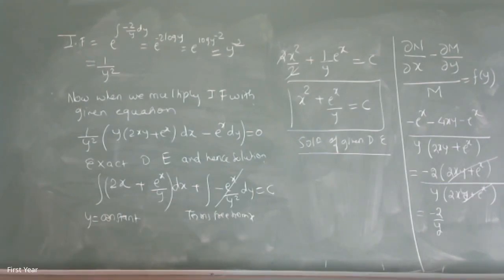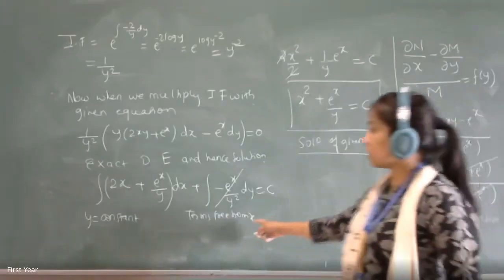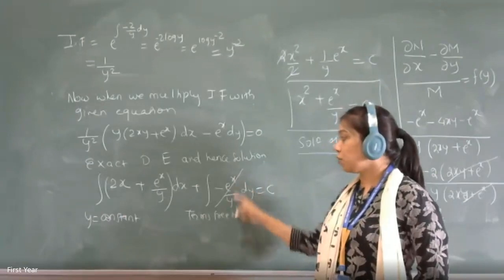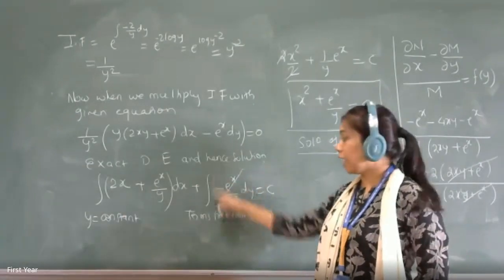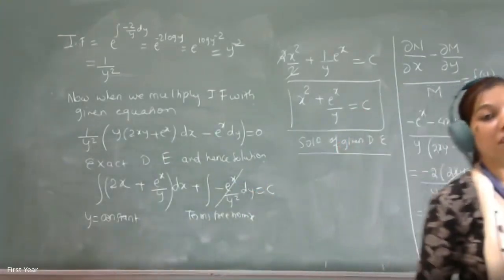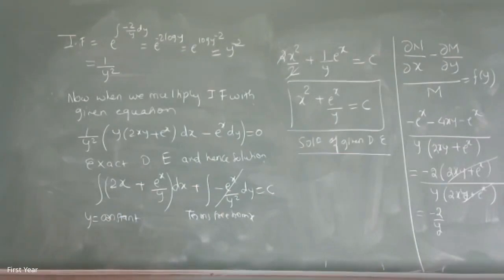Clear to everyone? Yes, ma'am. e पावर x by y स्क्वायर का 0 कैसे? Terms free from x मतलब क्या? यहाँ पे जो टर्म है इसमें x है. e raised to x upon y square, ये पूरा एक टर्म है ना? तो वो पूरा निकाल देंगे. And you will be left with nothing, so that integration is 0.